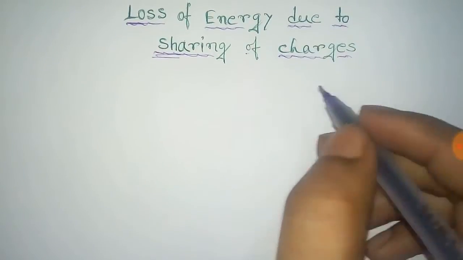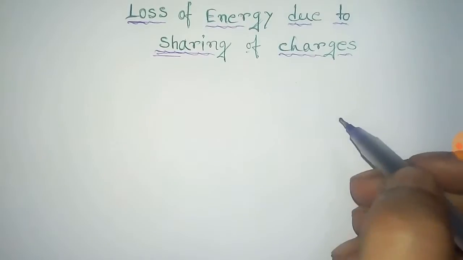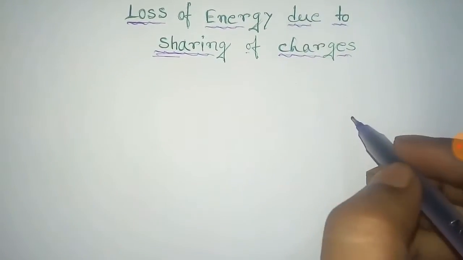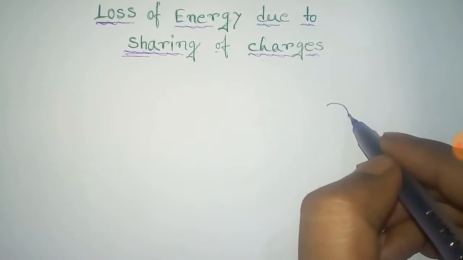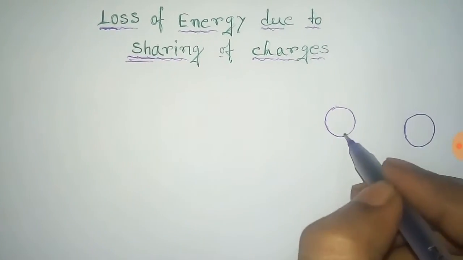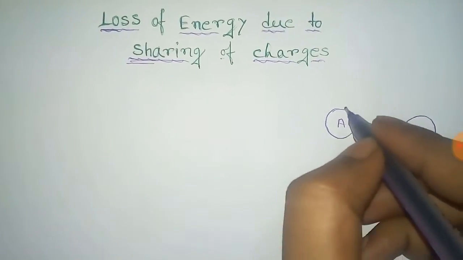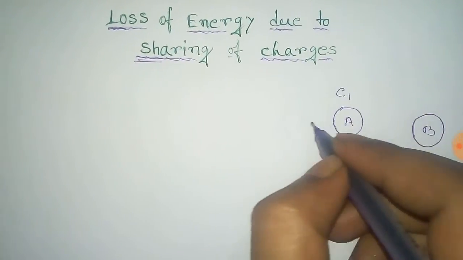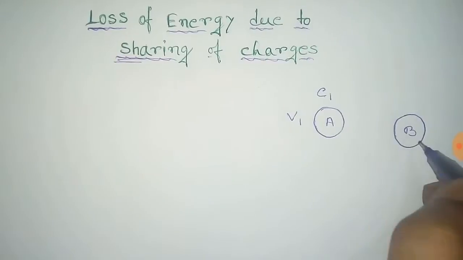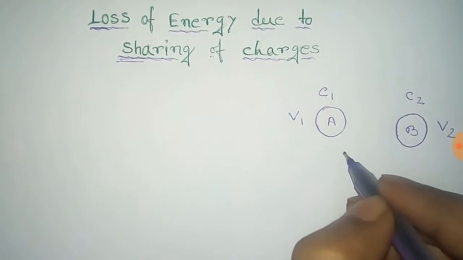In this video, we'll find the expression for loss of energy due to sharing of charges between two conductors. So first of all, consider two conductors. The first one is A and the second one is B. A has a capacitance C1 and potential V1, and B has a capacitance C2 and potential V2.